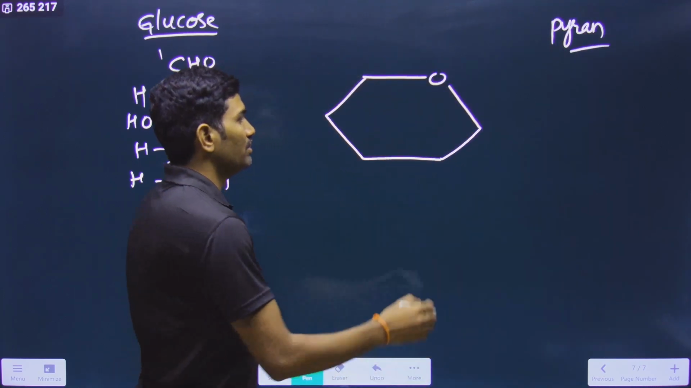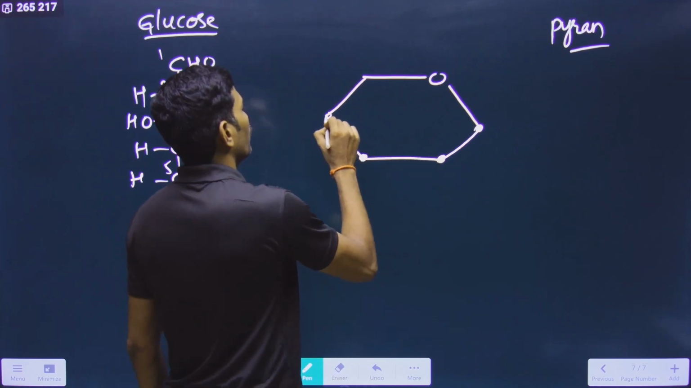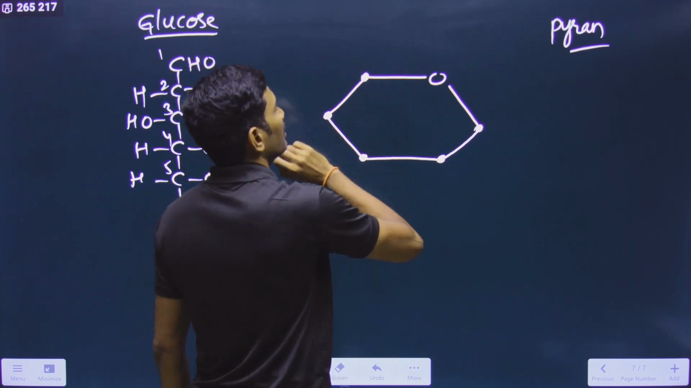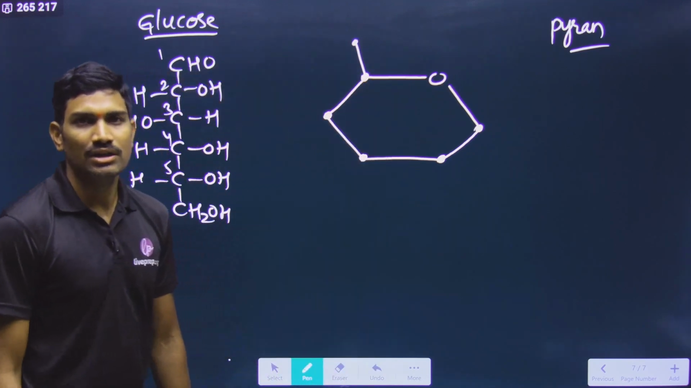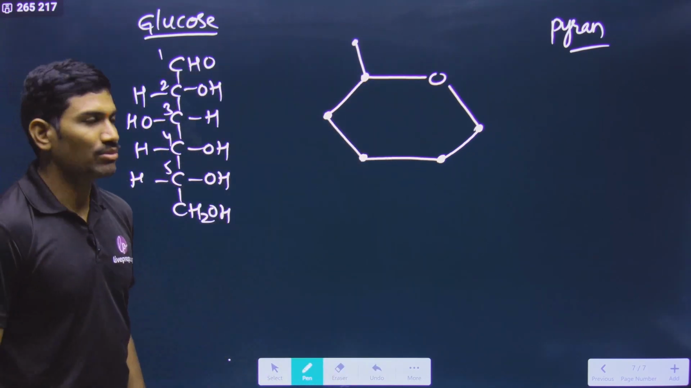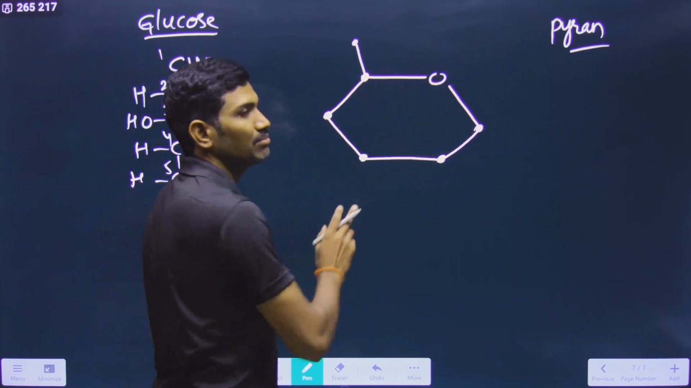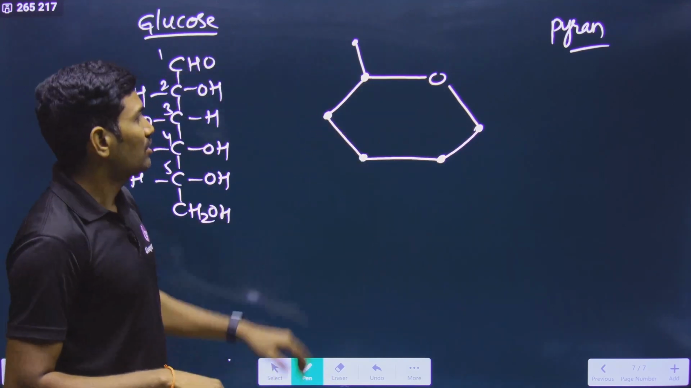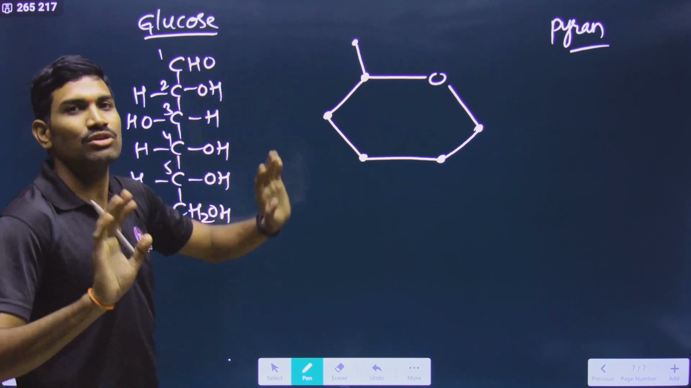In the pyran ring, how many carbons are there? 1, 2, 3, 4, 5 are present. Then where we are mentioning the sixth one? Sixth one will be represented above. Understood or not? Sixth one is represented above. So in this way, within the ring, 5 carbons, but 6 members are present. Understood or not? So that's why from the fifth one, sixth one is projected away. This is how we are writing.